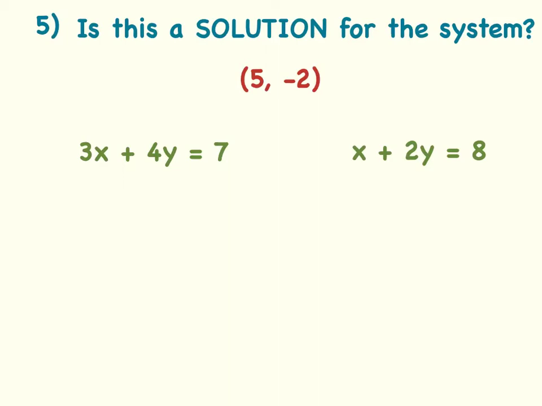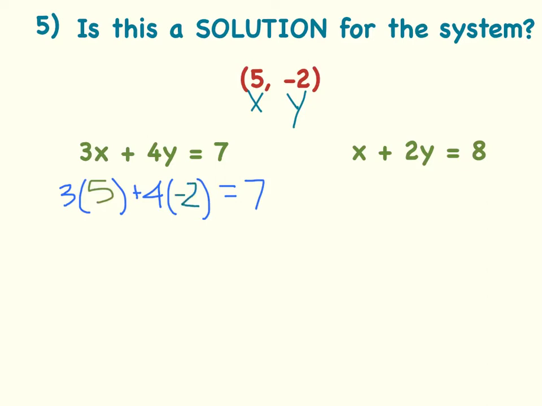Same type of question. Okay, once again we have to check to make sure, is this point a good solution? So here 5 represents the x, -2 represents our y. Let's plug it in and check. So we have 3 times x plus 4 times y equals 7. Let's plug in our values. x is supposed to be 5 and y is supposed to be -2.